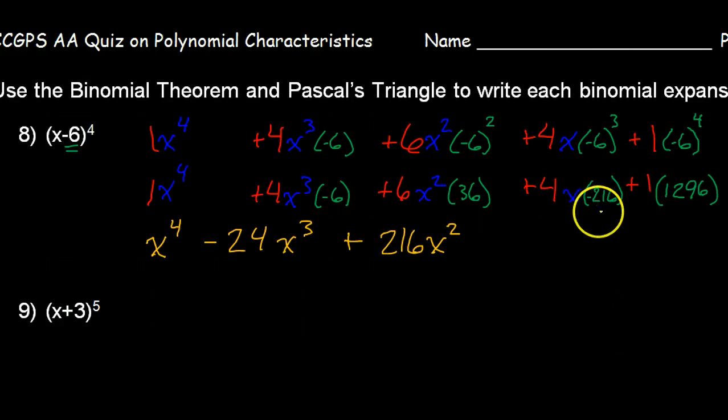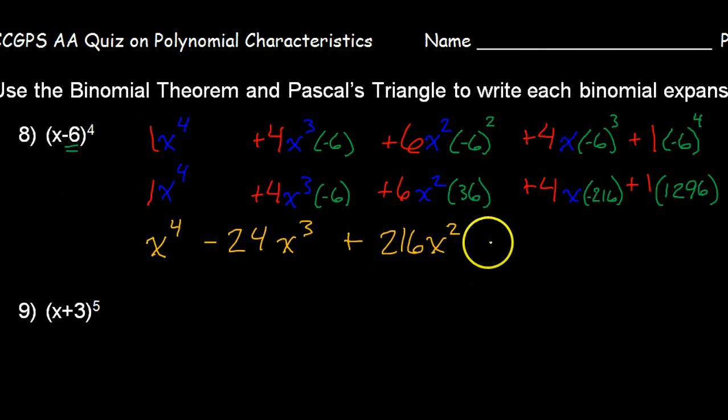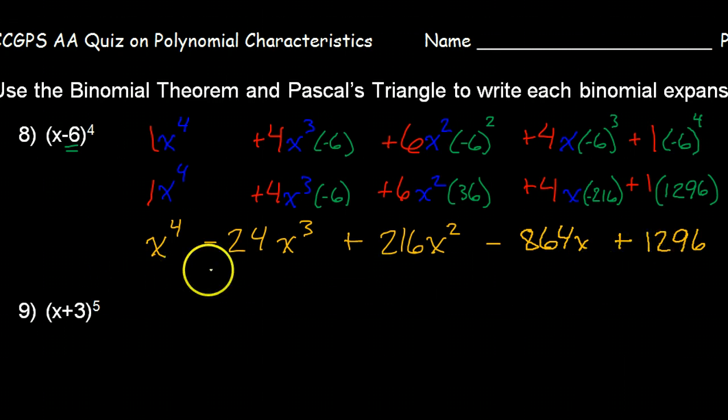Okay, now 4 times negative 216. I'm going to use the calculator to help me out on that one. So 4 times negative 216. Of course, we know it's going to be negative 864. So we have negative 864x. And then, of course, we have our plus 1,296. Alright, and that's it. So this should be the answer for number 8.